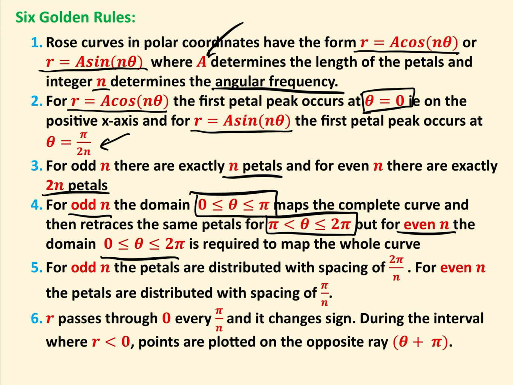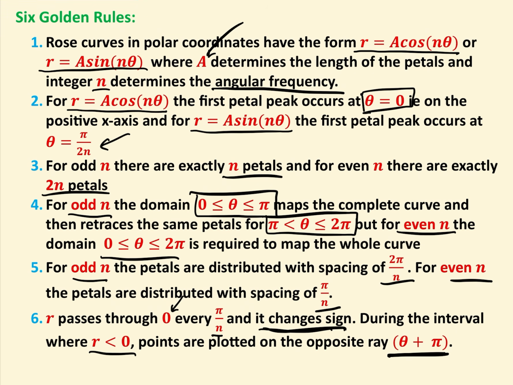The 5th rule, for odd n, the petals are distributed with spacing 2 pi over n. For even n, they're distributed with spacing of pi over n because there's twice as many of them. And number 6, r passes through O every pi over n and it changes sign. And this is really helpful for us to be able to identify the direction that a curve is taking. During the interval where r is less than 0, i.e. every other time that it passes 0, points are plotted on the opposite ray, theta plus pi.